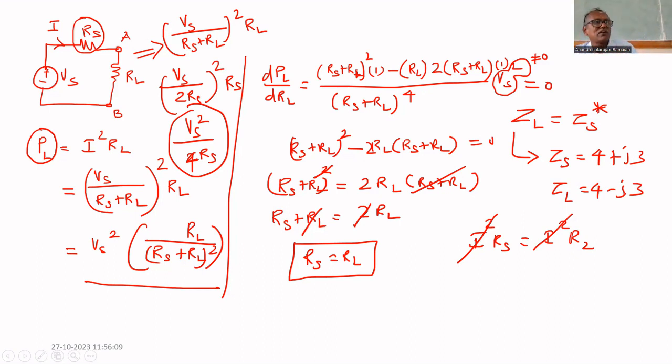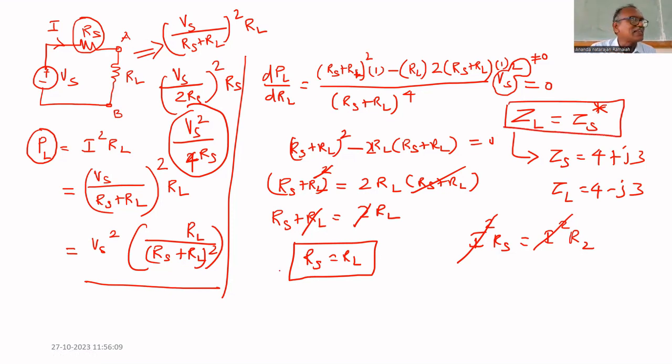This is for an AC circuit. For DC, the real part must be equal. In both cases, the real part must be equal, whether it is an AC circuit or a DC circuit. But the complex part must be the complex conjugate. If the internal impedance is plus J3, the load impedance must be minus J3. Then power will be maximum. This is for AC: ZL equal to ZS star.